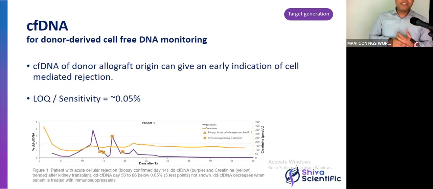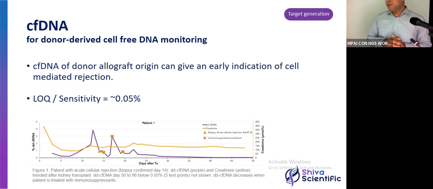What if I say that the cell-free DNA, which was covered by Dr. Mohammad just in the last talk, can also be used for deciphering the status of acute cellular rejection? We have donor-derived cell-free DNA after the transplant, especially after solid organ transplant, which can be used as a biomarker to detect an earlier indication of a cell-mediated rejection instead of doing biopsies.